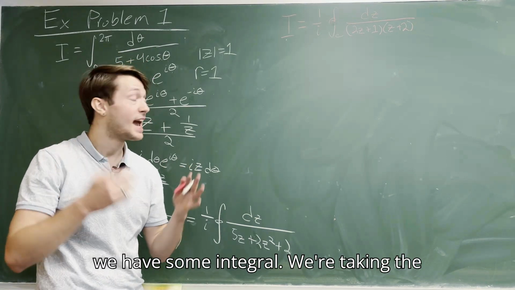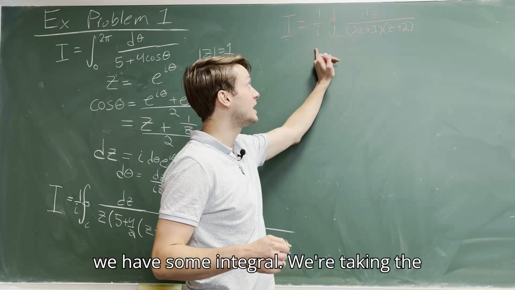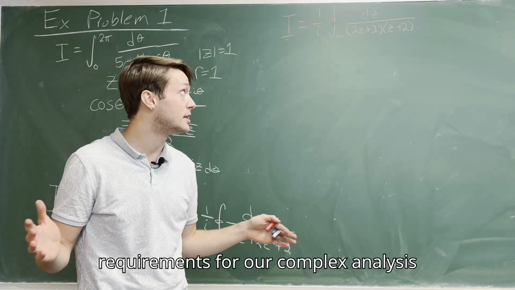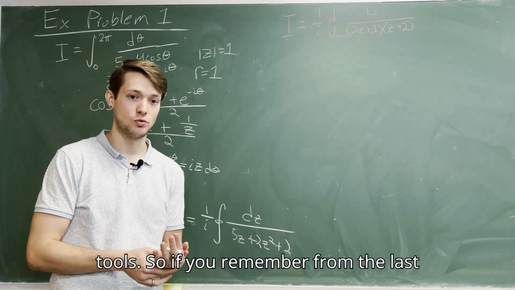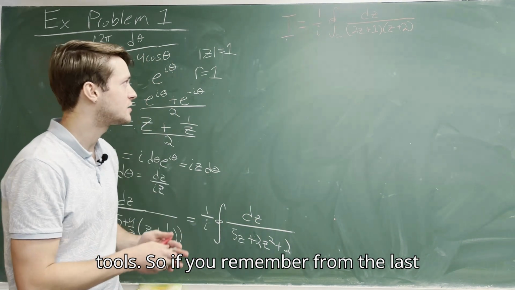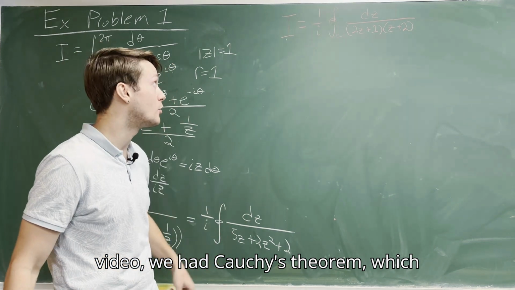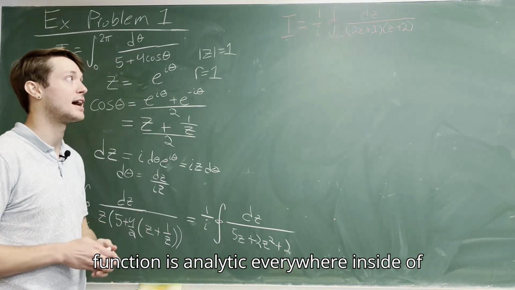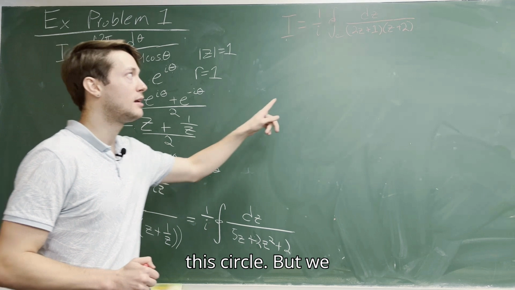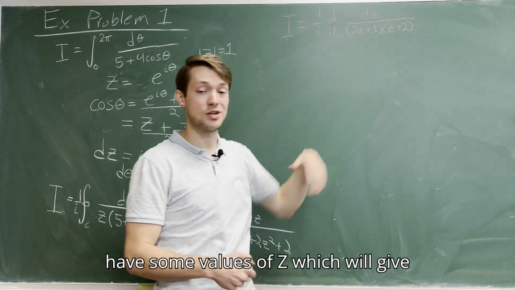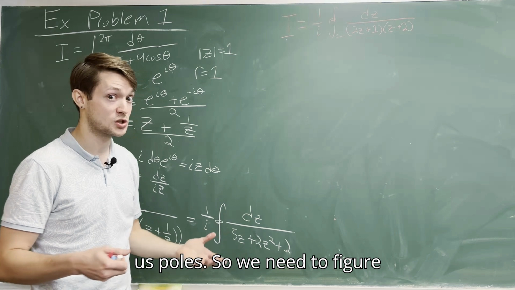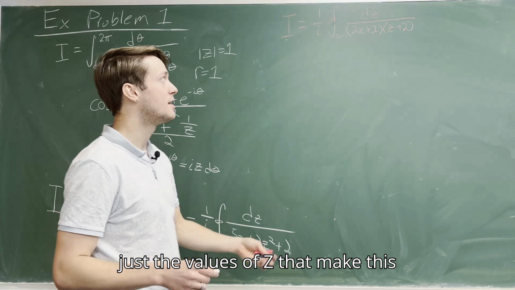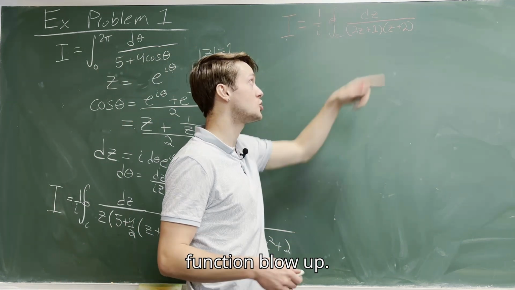So we have some integral. We're taking the integral of a function of z, and so this satisfies all the requirements for our complex analysis tools. So if you remember from the last video, we had Cauchy's theorem, which said the closed loop integral is 0 if our function is analytic everywhere inside of this circle. But we have some values of z which will give us poles. So we need to figure out where these poles are. And those are just the values of z that make this function blow up.